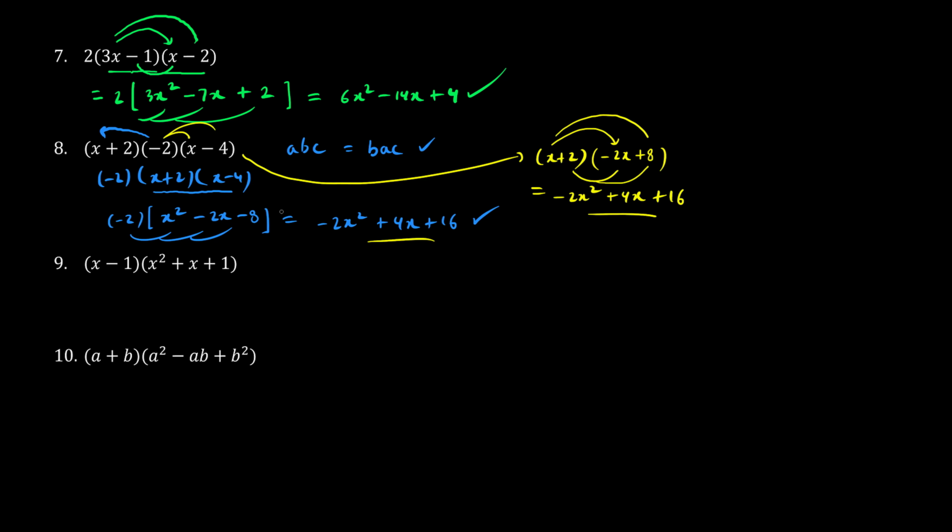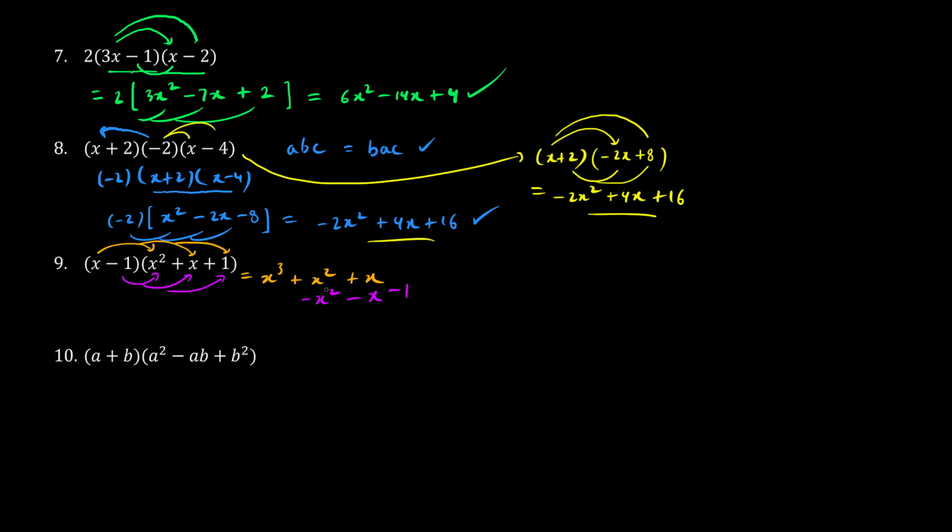Let's try question 9. This is you feeding the dog, cat, and bird. X times x squared is x cubed. X times x is x squared. And x times 1 is simply x. Now this is your friend feeding the dog, cat, and bird. Negative 1 times x squared is negative x squared. Negative 1 times x is negative x. And negative 1 times 1 is negative 1.